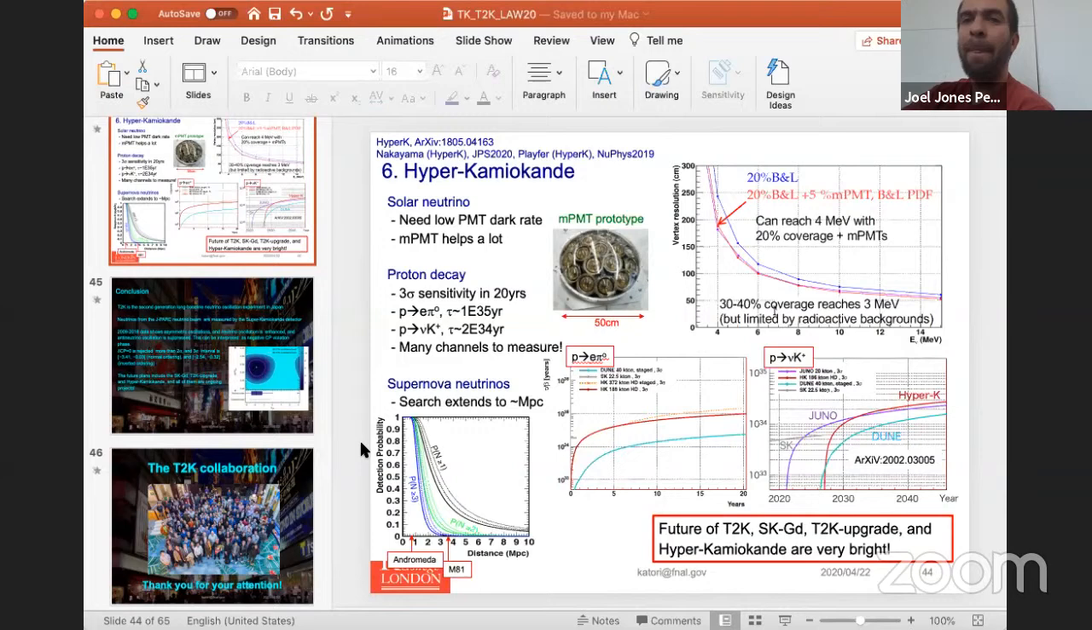Okay, so for supernova neutrinos, we always assume 10 MeV. The detail is a bit complicated because for solar neutrinos, we assume lower, like 4-5 MeV. So that's what the energy threshold is.